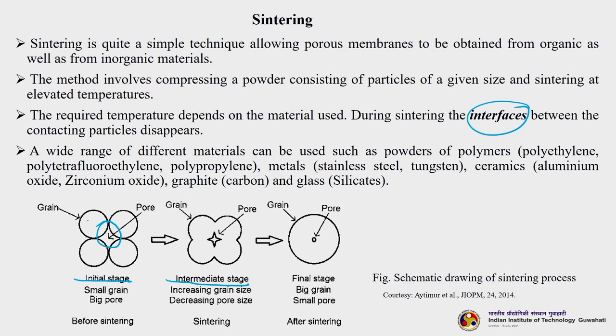So, these grains are fusing together, right. When they fuse together the grain size increases, however, the pore size decreases. You can see the pore size has become small, okay. Then in the final stage we get a big grain, and we get a very small pore. This is how actually the pores are developed using a sintering process.